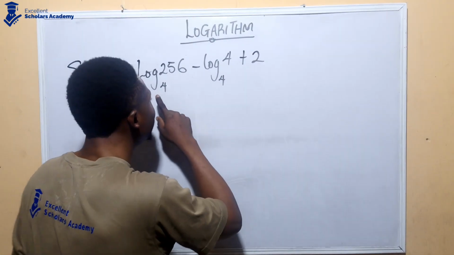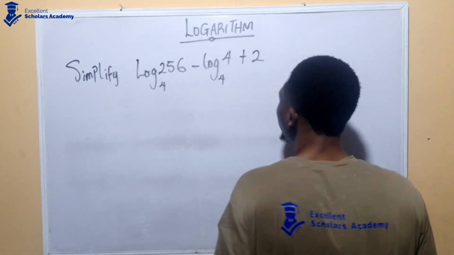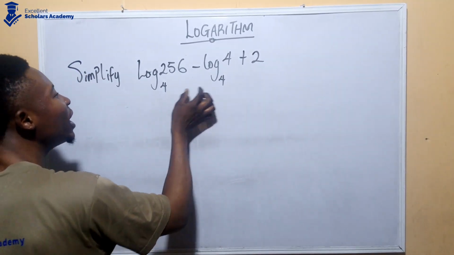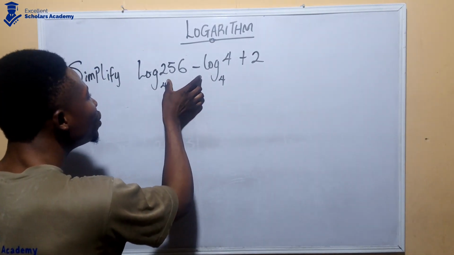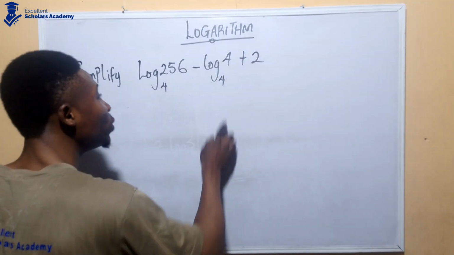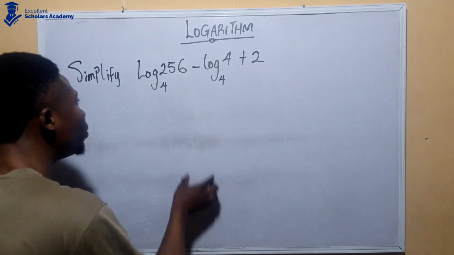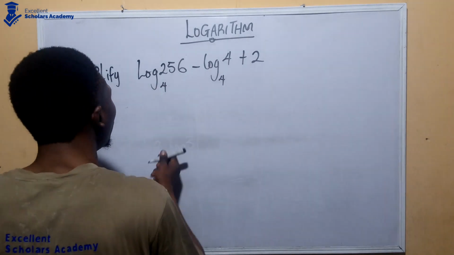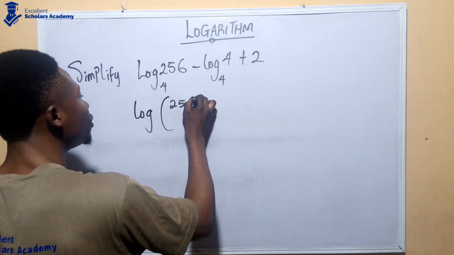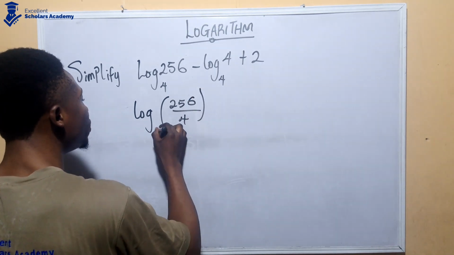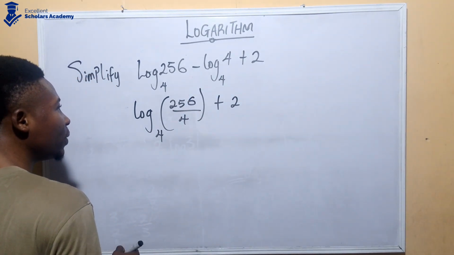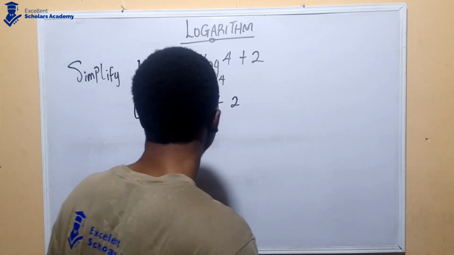Simplify log 256 base 4 minus log 4 base 4 plus 2. Actually, log 4 base 4 is going to be 1, but let's not do that. Because this and this are the same base, let's bring them together. We could have written this as 1, it's still the same thing, but let's bring this together. Now, this becomes log 256 over 4 base 4 plus 2.